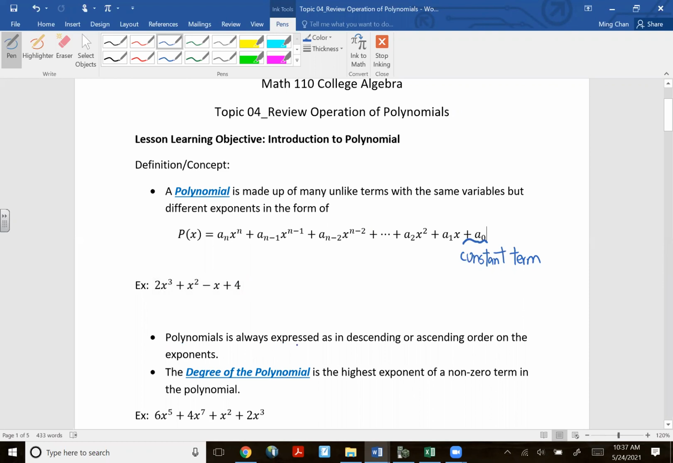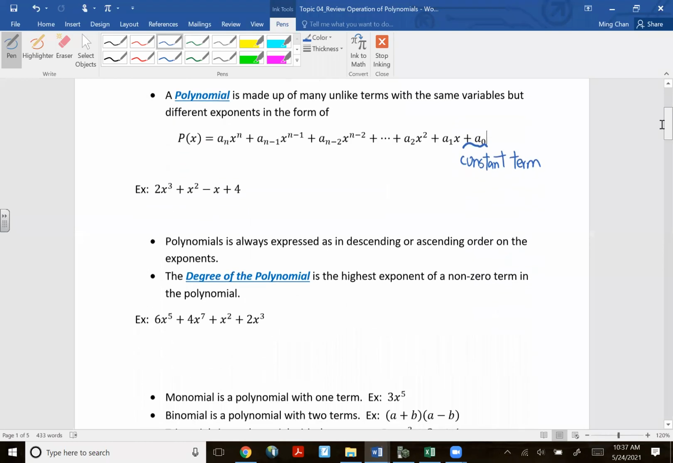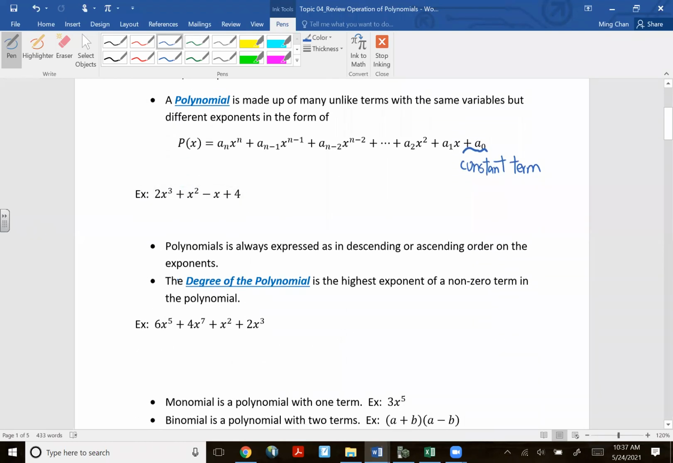A polynomial will always be expressed in descending or ascending order on the exponents. Okay, it's gotta be in order. Got it. And nine out of ten times it's going to be in descending order. The degree of the polynomial refers to the highest exponent of a non-zero term in the polynomial. The highest exponent that you see here is the third power, so the degree of the polynomial is 3. It is very important to identify the degree of a polynomial because if the degree is 3, that term should be your first term, which we call the leading term. The leading term will always be the term that contains the highest exponent.